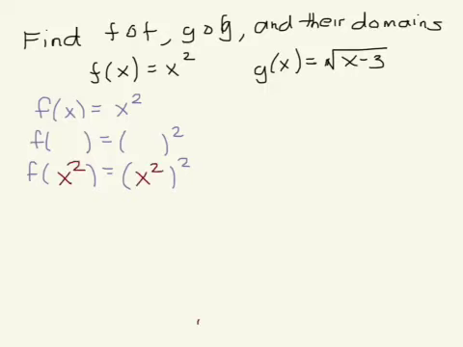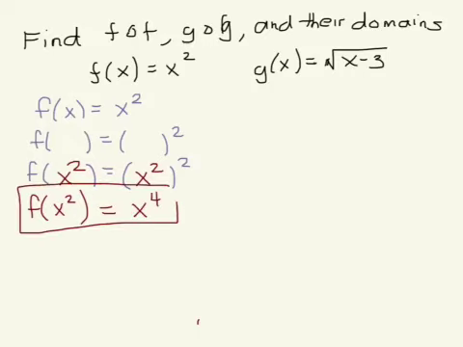So once you plug in x squared, the left is just notation. We took function f and we substituted in x squared. On the right hand side, once we simplified, x squared raised to the second power is x to the fourth. Since that's a polynomial, we know that our domain is negative infinity to positive infinity.